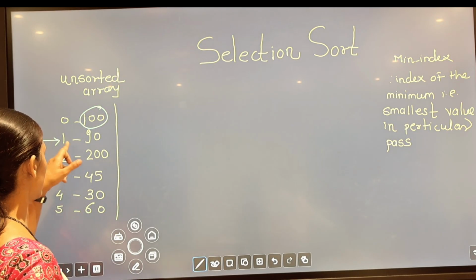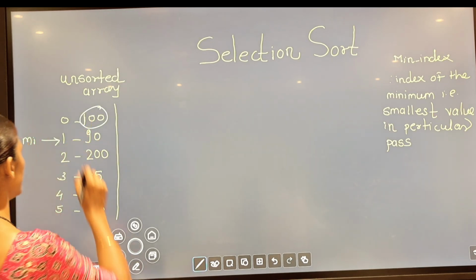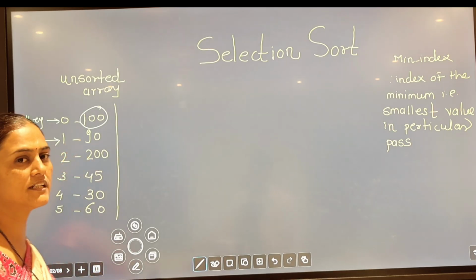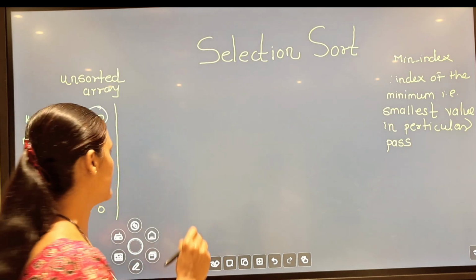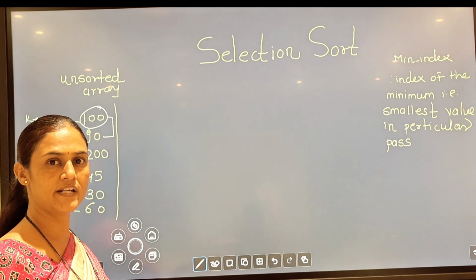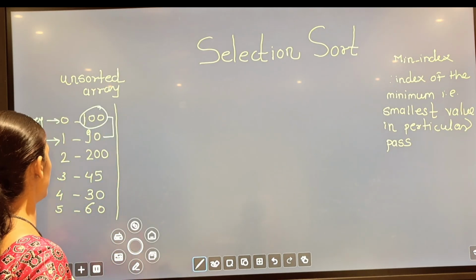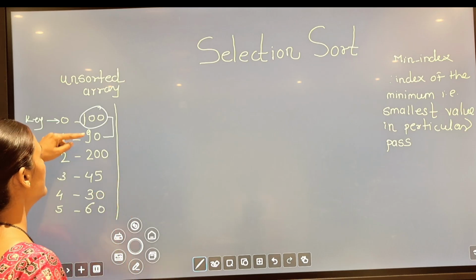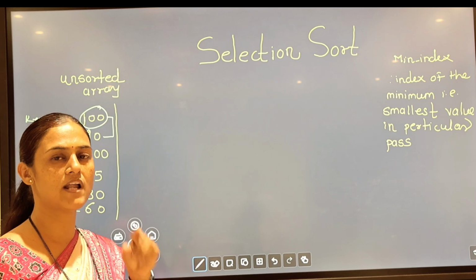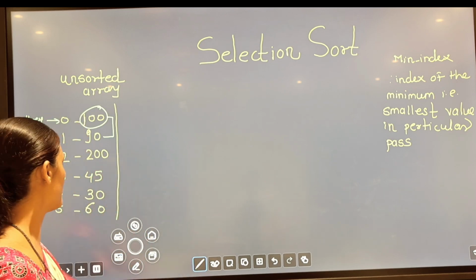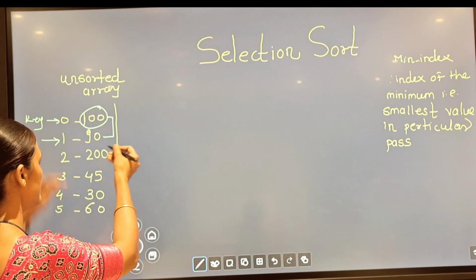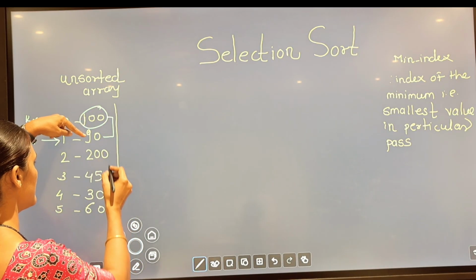Initially it is set at index 1, so key value is 100 and minimum index is at 1, that is 90. So compare these two values, 100 and 90. Now 90 is smaller than 100, that's why the mean index is 1. Again, next time you have to compare the smallest value, or the value at minimum index, with the subsequent value. Now compare 90 with 200. As 200 is greater than 90, mean index is at 90 only.